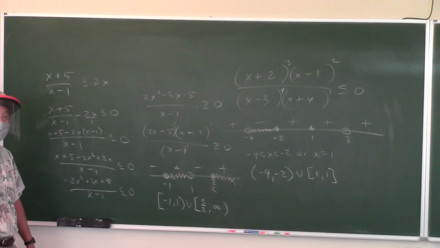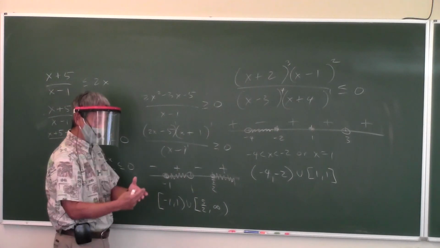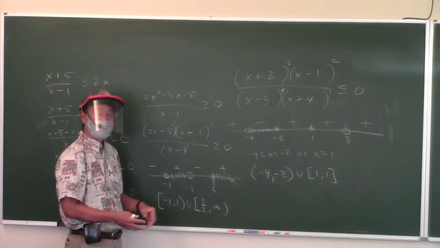And there you go. That's how you solve an inequality. So, first thing you do, make one side 0. Second thing, factor, and then make the number line.